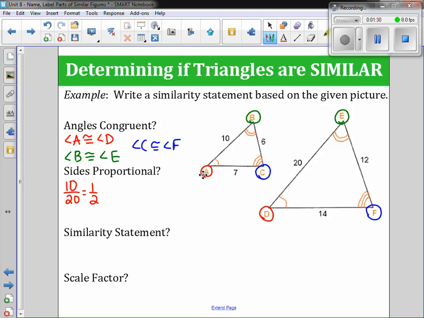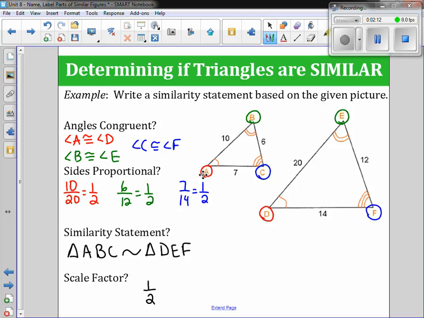With that being said, I can then follow through and state that 6 is proportional to 12 and that 7 is proportional to 14 because they share the same angles. Therefore, I know that I have a scale factor of 1/2 because they are all sharing the same proportional value. And I can write a similarity statement by making sure that I go in the same order of each triangle. Triangle ABC is similar to triangle DEF.